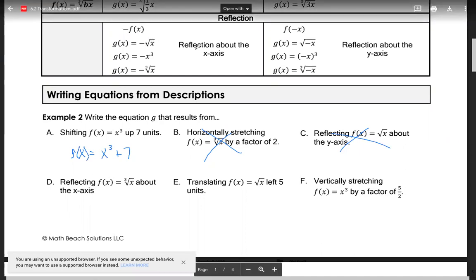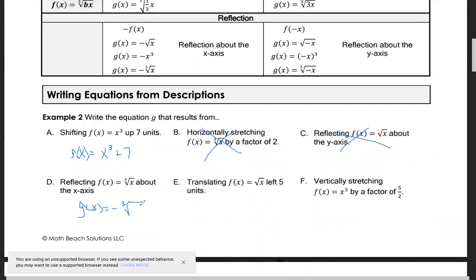Again, I told you guys, and you can kind of see it up at the top here, it's a negative in front of your function. You can still see it right here. So you would write g of x is equal to negative cube root of x.